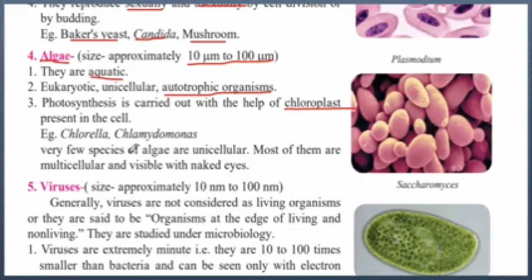Very few species of algae are unicellular. Most of them are multicellular and visible with the naked eye. So, there are very few species which are just one cell. Many of them are multicellular, that is, they have many cells, and because they have many cells, we can easily see them with our eyes and we don't need a microscope.